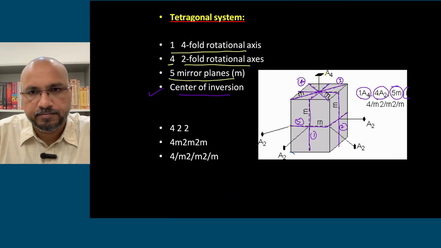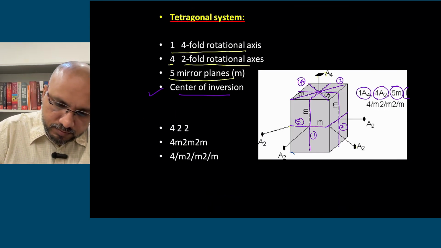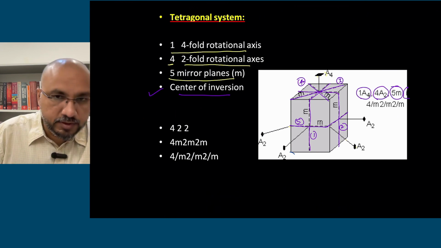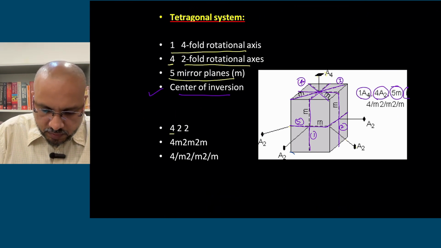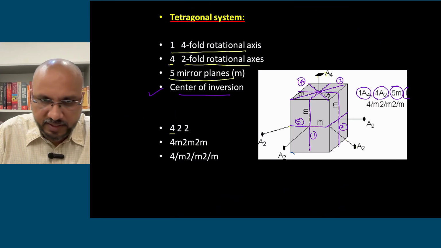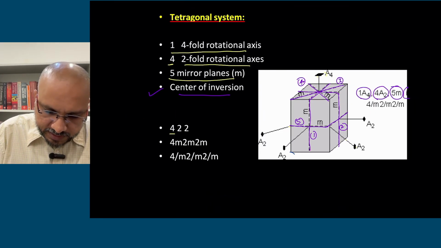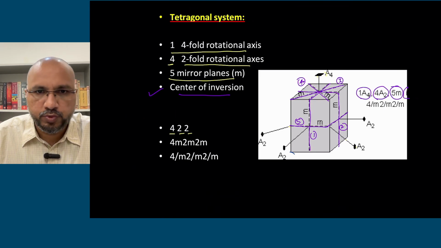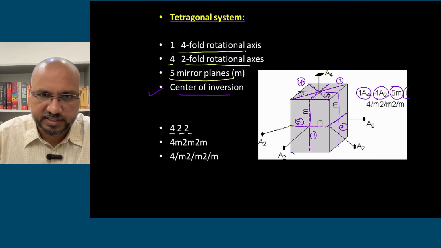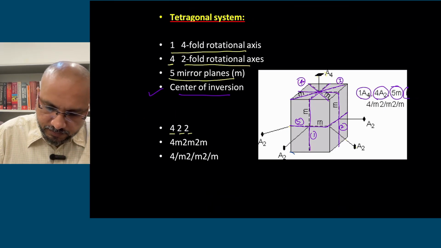Okay. Now you have to give the notation. So one four-fold rotation axis, and there are four two-fold rotation axes. Now there are four two-fold rotation axes, but only two are unique. There are not four unique axes.